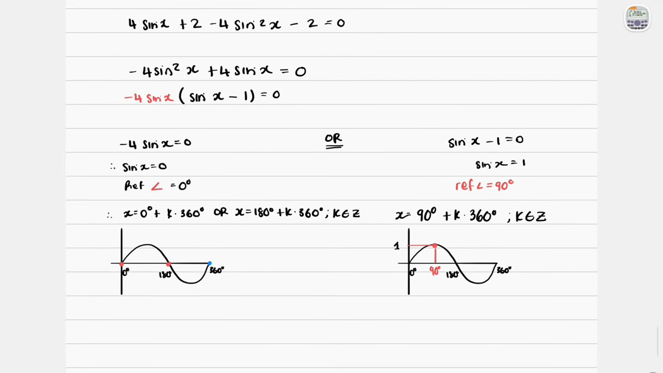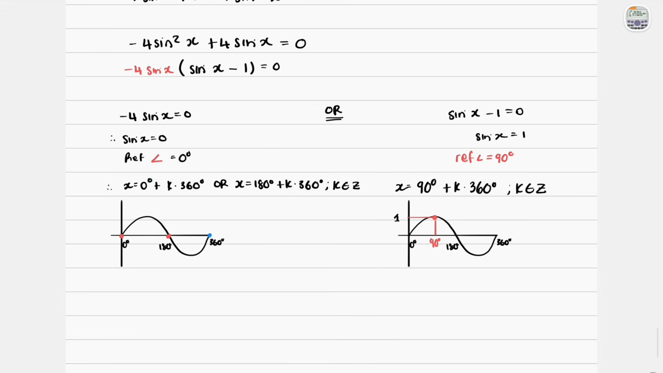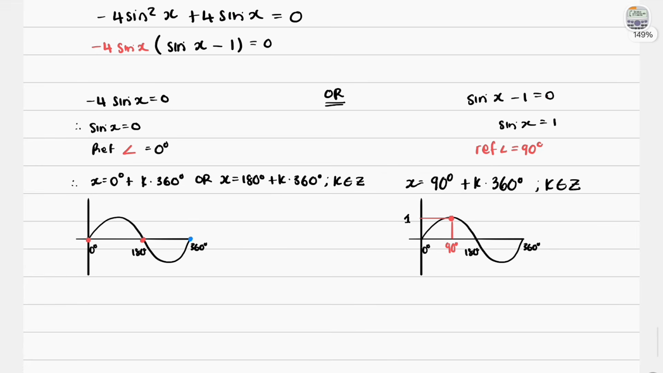You can leave the sine graph down if you want, if you just wanted to show that this is how I found it. Okay, so that means we have these three solutions. Okay, so those are our three solutions. And moving on to the next question.